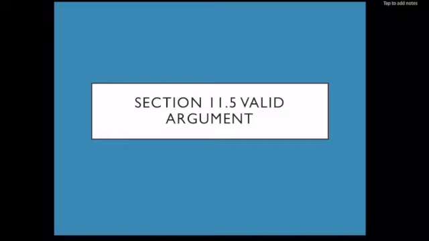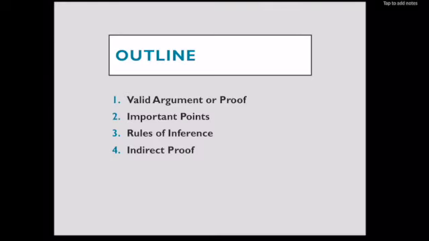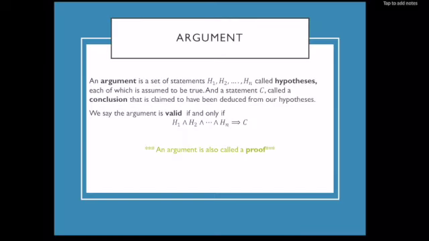The next thing I want us to talk about is valid argument. So here's what we're going to talk about. An argument is a set of statements called hypotheses, each of which is assumed to be true, and a statement C called our conclusion that is claimed to be deduced from our hypotheses. We say our argument is valid if and only if all of my hypotheses, hypothesis 1 and hypothesis 2 and so on, no matter how many hypotheses I have, imply the correct conclusion.